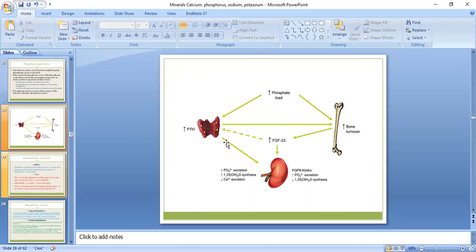Now this is the metabolism of phosphate. The increase in parathyroid hormone release will increase the blood serum level of phosphate by increasing bone turnover, releasing the phosphate stores from the bone. While it also has an action on the kidneys, whereby it increases phosphate excretion from the kidneys in the urine.